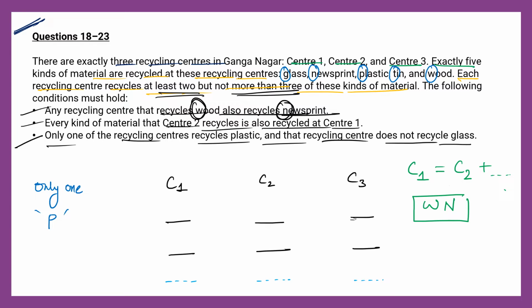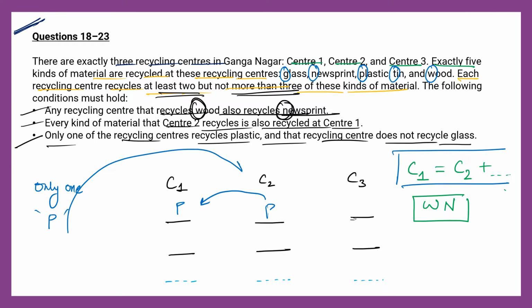Think of it like this: if you were to put P in center 2, then you definitely know that P is also going to be in center 1, right? Because C1 contains C2, definitely. Everything that's there in C2 is there in C1. So if you put P in center 2, you'll have P in center 1 as well, and then you don't have only one because you have two.